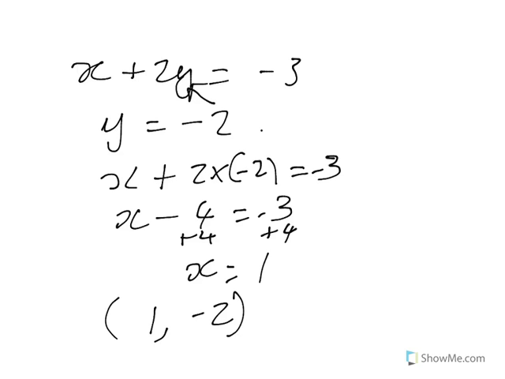What that means is that those two lines, if you draw them on a graph, that's where they're going to intersect. Okay, so this next one.